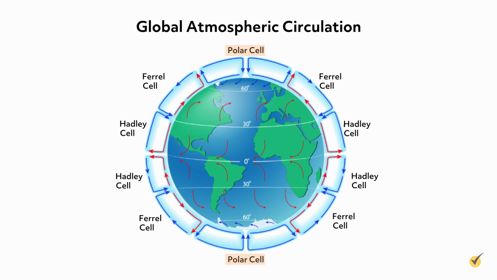Last but not least, we have the polar cell. The polar cell is much like the Hadley cell, but smaller and more shallow. Converging air masses at about 60 degrees latitude force cold air upwards, once again producing that low-pressure band with clouds and storms. The air cools even more as it moves towards the poles and then sinks. And sinking air equals high pressure, so we have polar highs near both the North and South Pole.